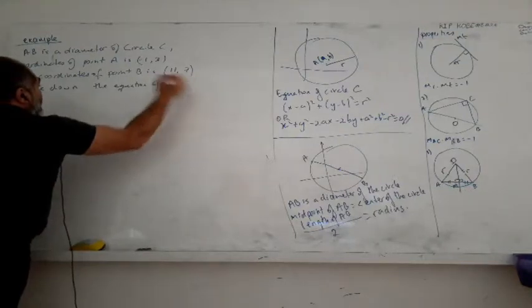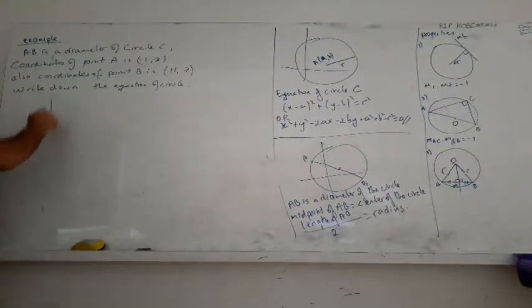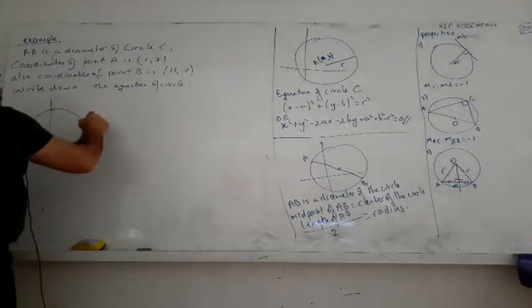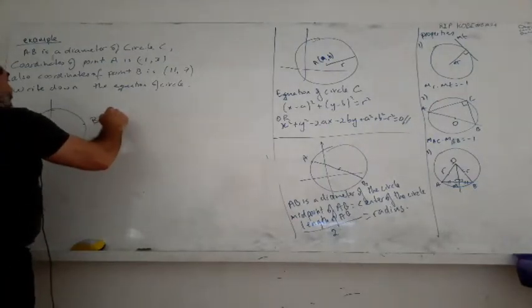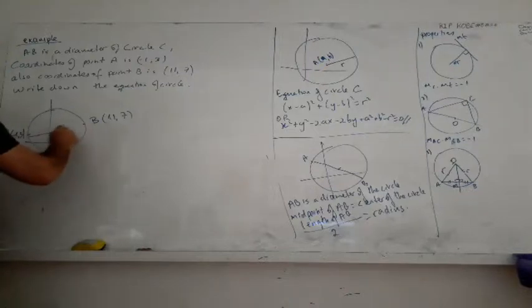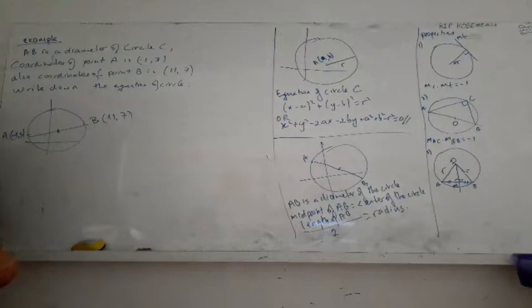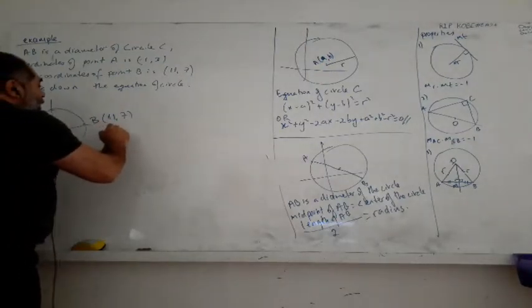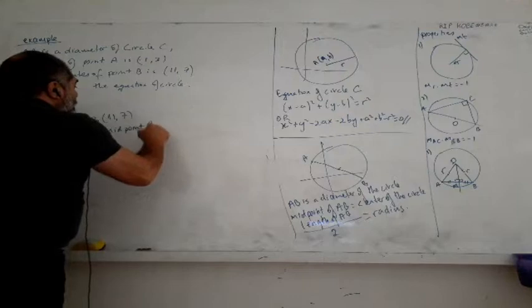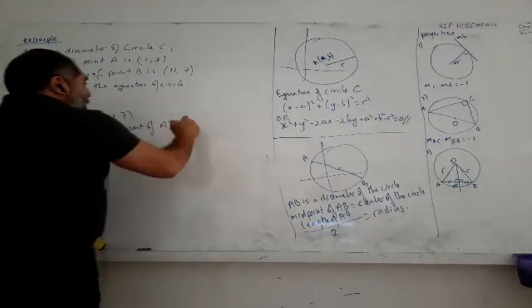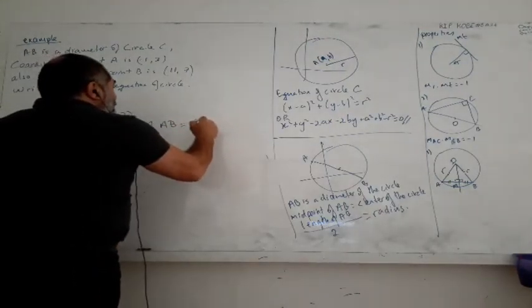Let's have a quick sketch. This is point A with coordinates -1 and 3. Here's point B with coordinates 11 and 7. This is a diameter, or AB is a diameter of circle C. So the midpoint of AB is equal to the center of circle C.